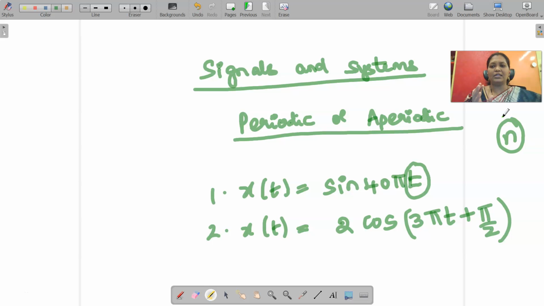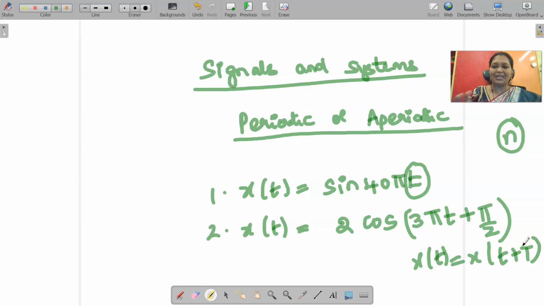How can we define that it is periodic? Whenever you have x of t equal to x of t plus capital T, then it is said to be a periodic signal. If this condition is not satisfied, then it is said to be an aperiodic signal. In general, whenever we have a diagram representation, we can easily say whether after a particular time period the signal has repeated or not. If it is not repeated, then it is an aperiodic signal.